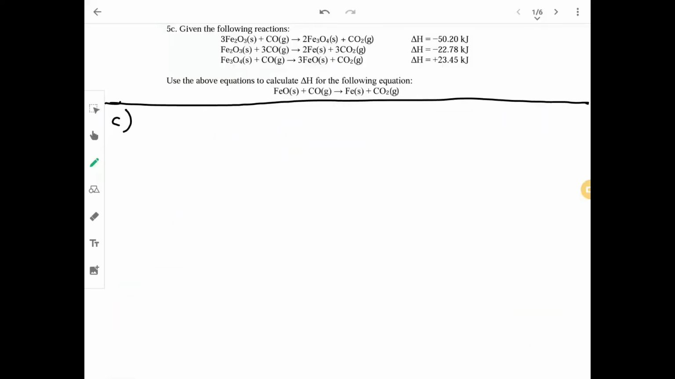So guys, let's do part number 5, part C. We have 3 reactions. I'm not going to read them out, you can read them. And we have 3 delta H's for each reaction. We need to use the above equations to calculate delta H for the following equation: FeO solid plus CO gas to give Fe solid plus CO2 gas. Now this is Hess's law. I'll give you guys a few seconds, you can solve, and then we'll check together.